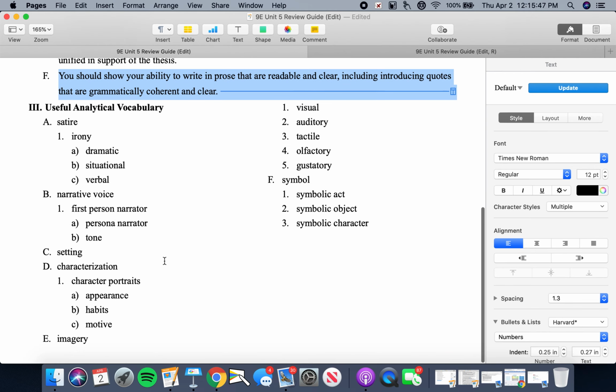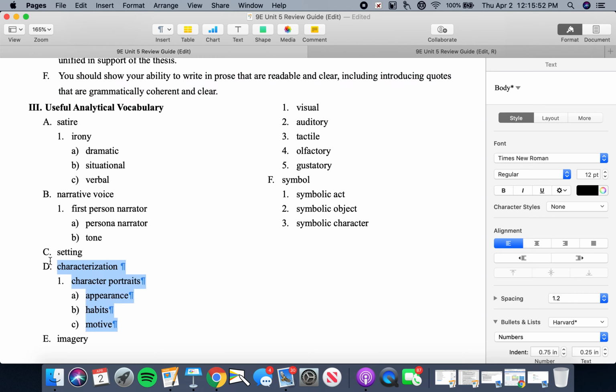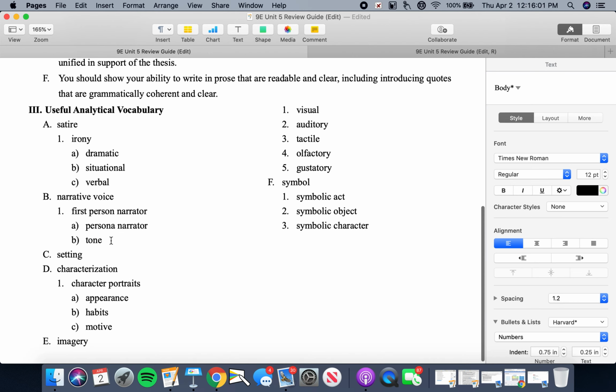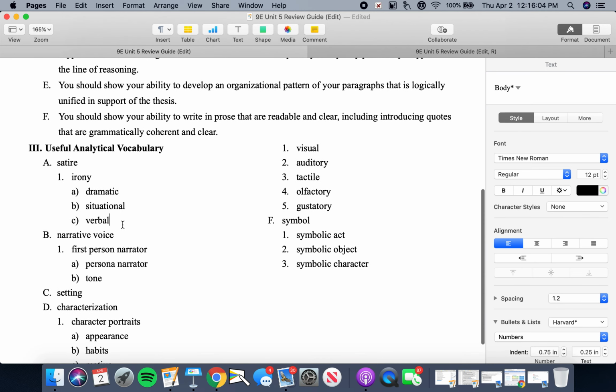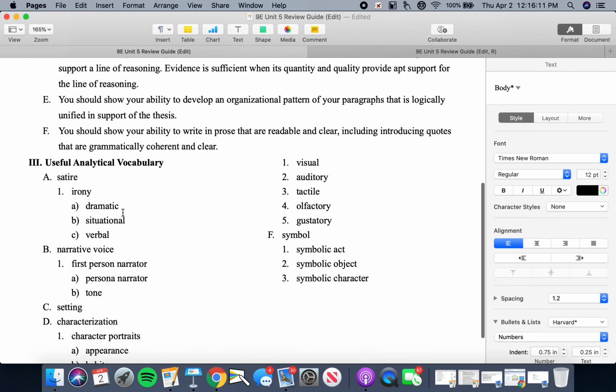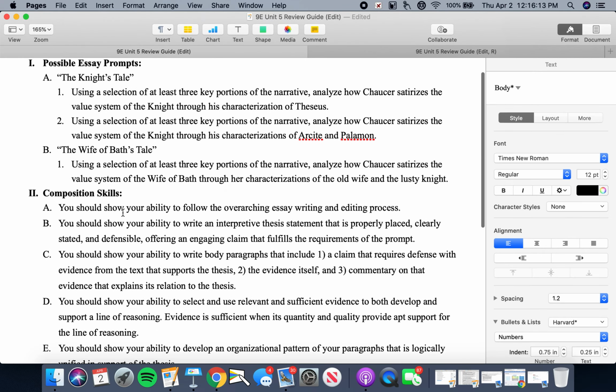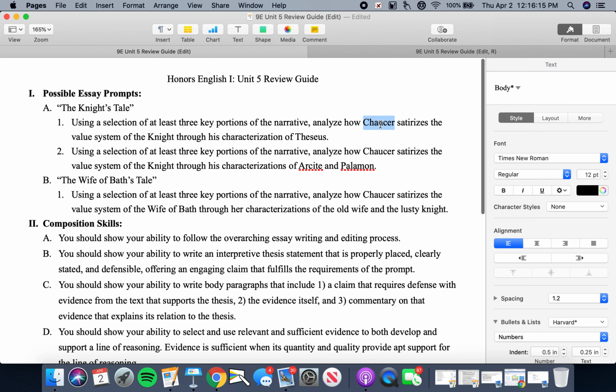Okay, and finally, you just need to show your ability to write in words that are readable and clear. Okay, we've got some useful analytical vocabulary, including symbolism, imagery, language associated with the analysis of character, setting. Okay, just what's a setting? Narrative voice, first person persona, narrator, or tone are important things, and also obviously satire and language concerning irony, including dramatic, situational, and verbal. These are all useful things that will help you describe the ways in which Chaucer is satirizing the value systems of the knight and also the wife of Bath.